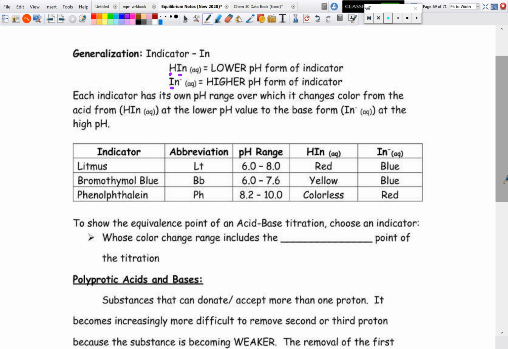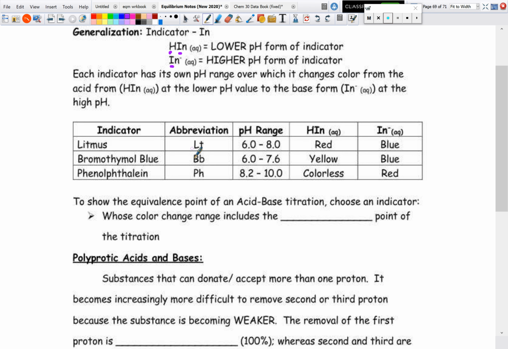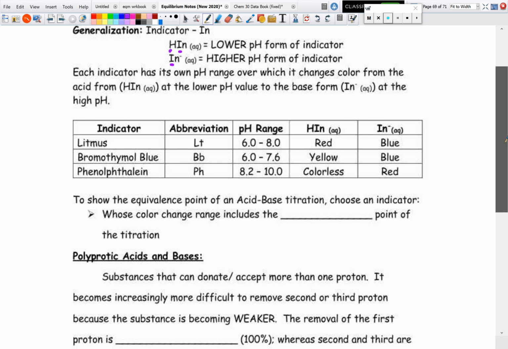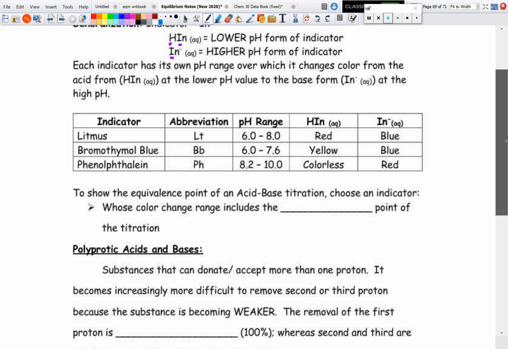Now, these are just an example of some of the ones right here, how we get abbreviations in their pH range. So litmus, we know when it's in the acidic form, it's red. In the basic form, it is blue. Now, every acid and base is going to be different.